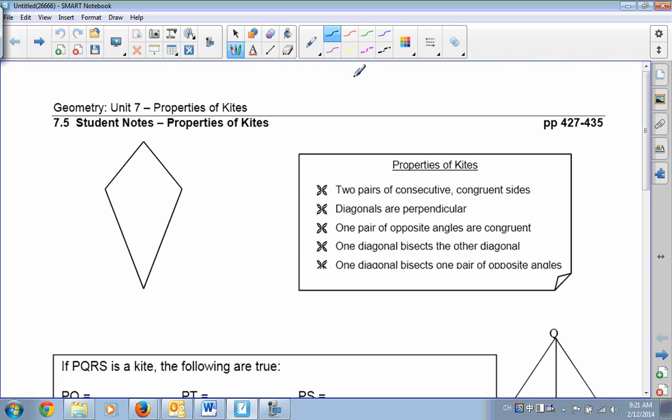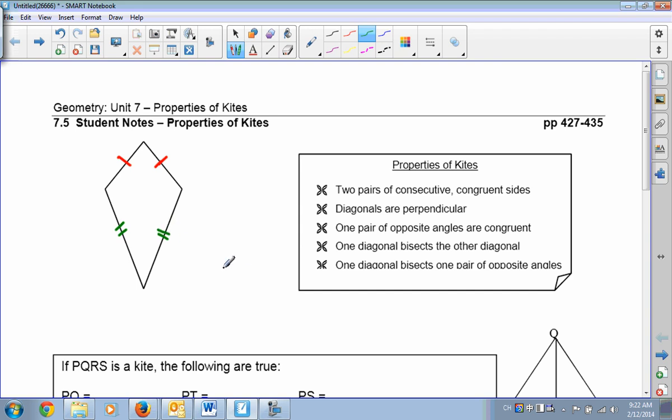The two tops. Okay, since they're next to each other, those are consecutive. So that is congruent to that. So if this were 10, this would be 10. Okay, and then the other two consecutive sides are the two bottoms. So those are congruent to each other.